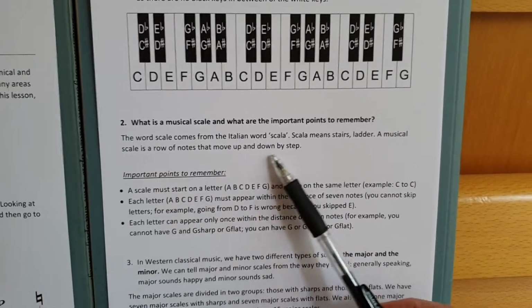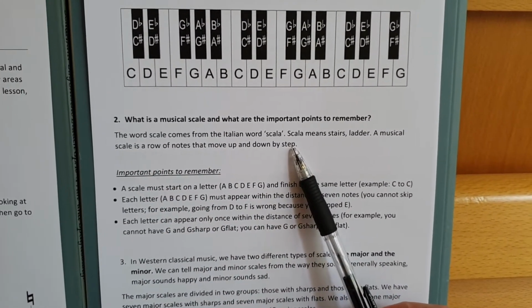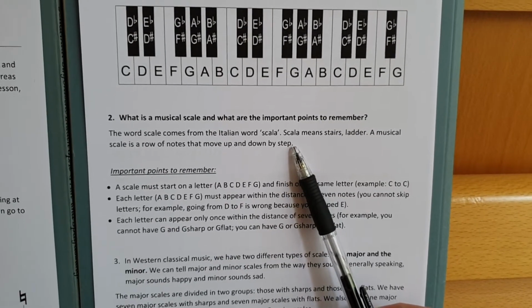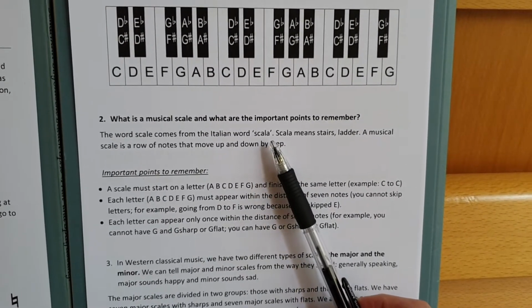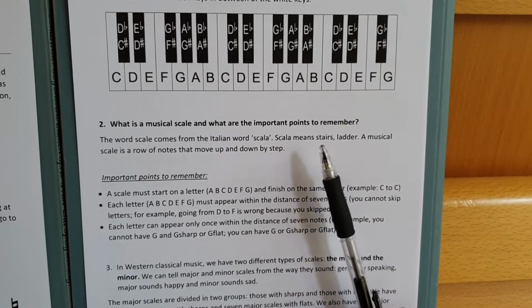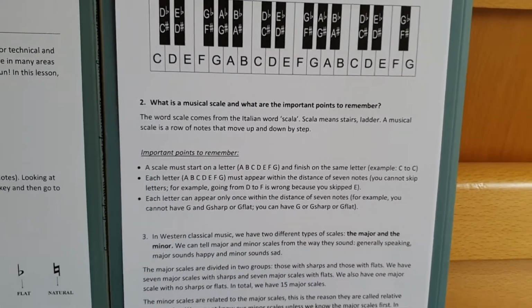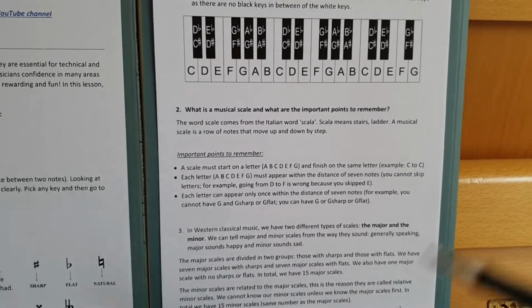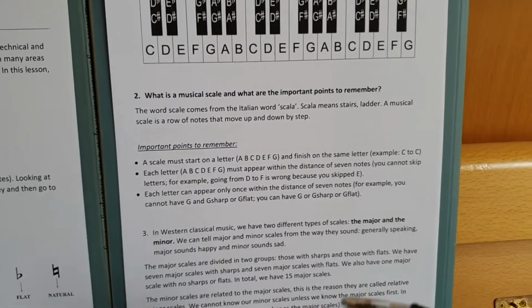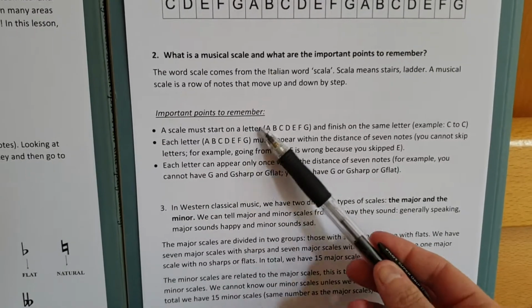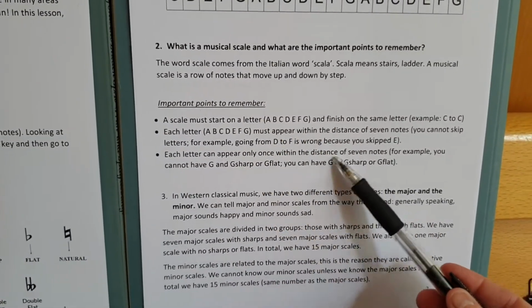Now, this is a little introduction to where the actual word scale comes from. It comes from the Italian word scala, which means stairs, ladder. So a musical scale is a row of notes that move up and down by step, like you're going up and down the stairs. Very important points here, these 3 points.